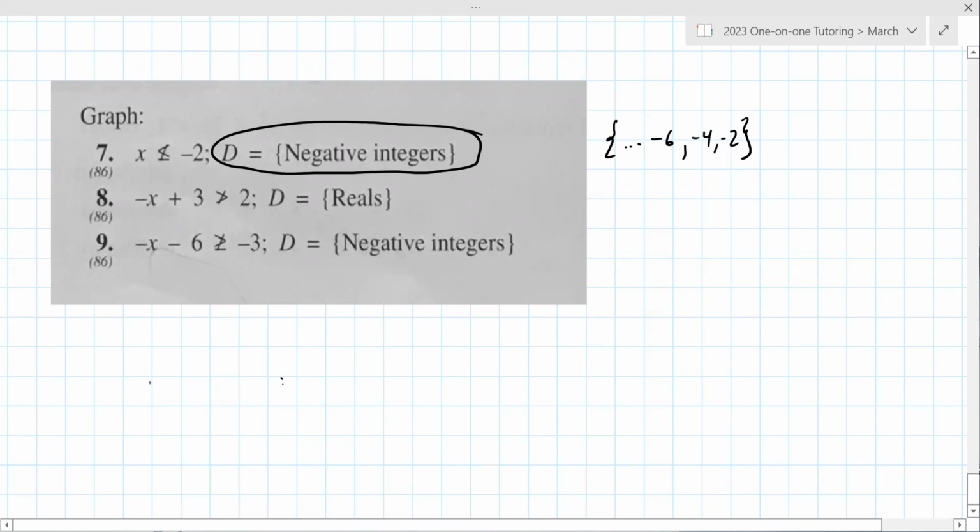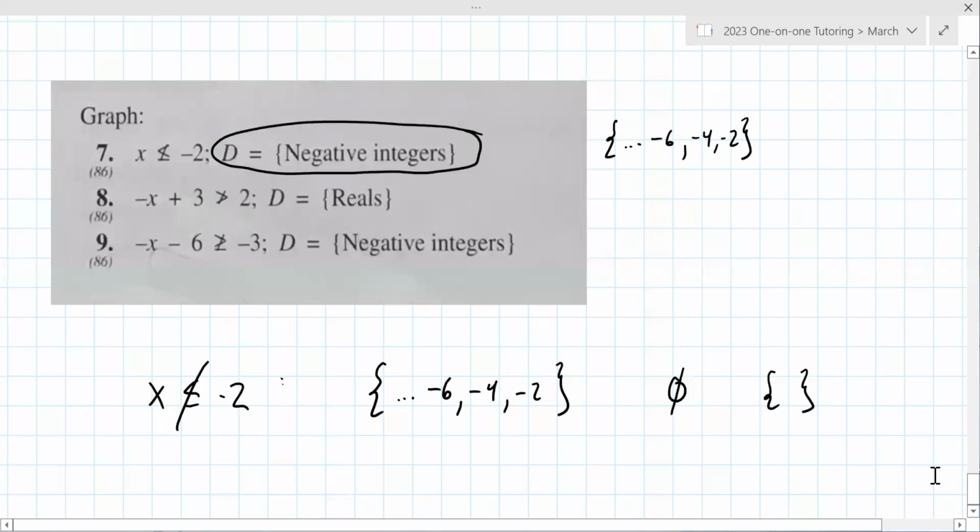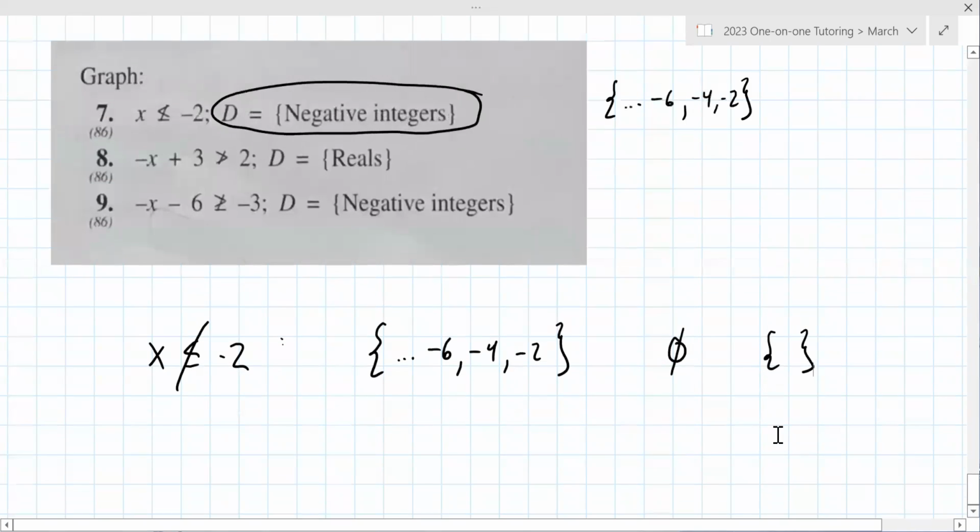Let's say it was this instead, x less than or equal to -2, and it was the negative integers. So this would then be dot dot dot -6, -4, -2. Would you agree with that? Yes. Okay, but since it's not, it's everything else. So it's basically all above that. So nothing. It's the empty set, there is nothing. Okay. So just nothing. Cannot compute.